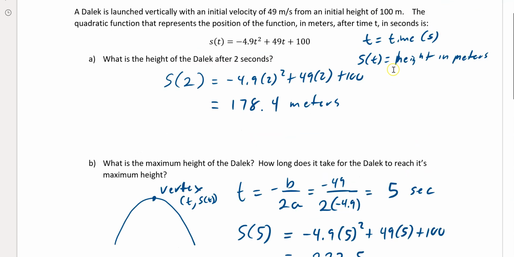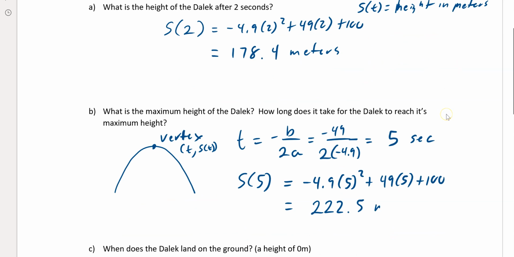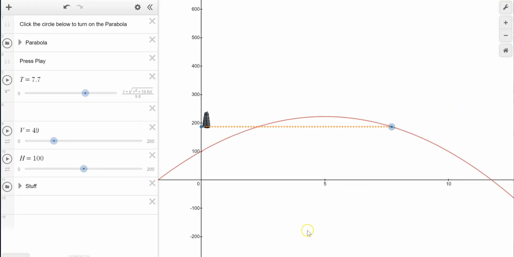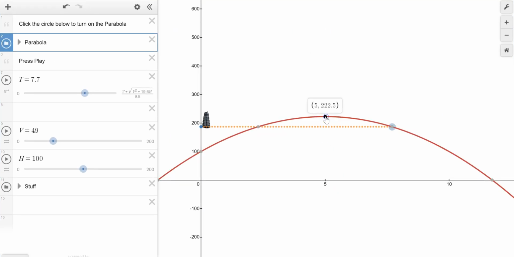And then again with units, you just have to look back. We've already said time is seconds, so when you see t, you put seconds. Height is meters, so when you see the s, we put meters. And that matches perfectly with our projectile. See? Right there, that's our max height.